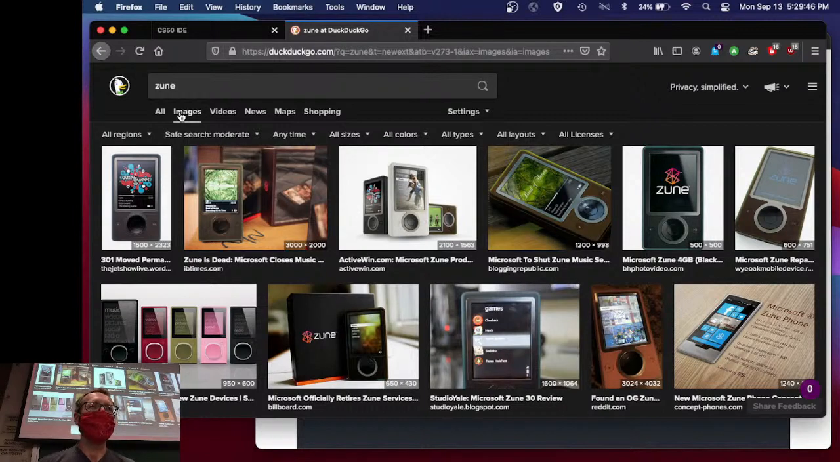It was Microsoft's answer to the iPod, right, at the time. The video iPod had just come out, and it was $250 or something like that. The Zune was $50 cheaper, and it had an FM radio.